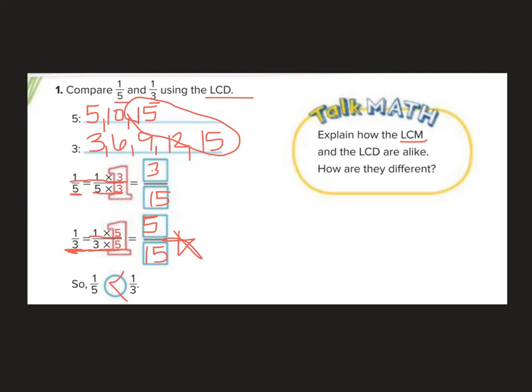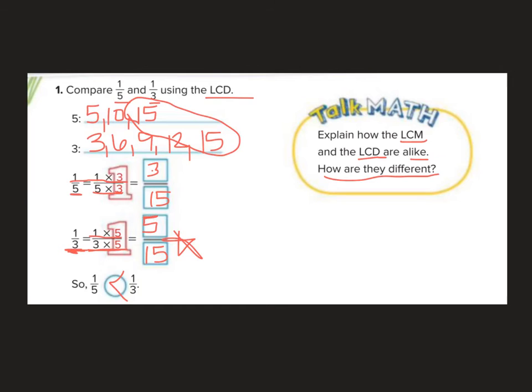Explain how the LCM and LCD are alike, and how are they different. So, the least common denominator is the least common multiple. They're just kind of different because we're only using the denominators to find the least common multiple. That's what I would say, I guess. But they're really the same thing. We're finding multiples of the denominators, we're seeing what they have in common, and so we should be good to go with that one.